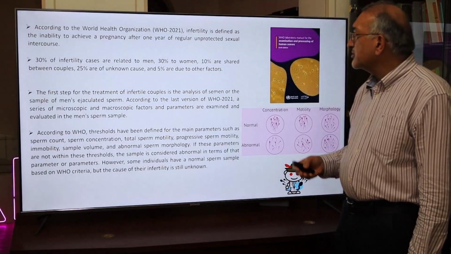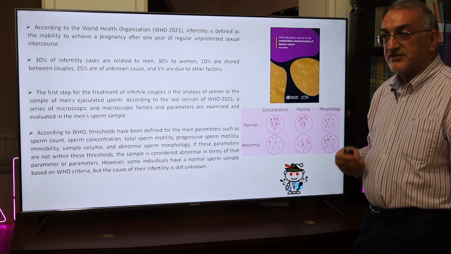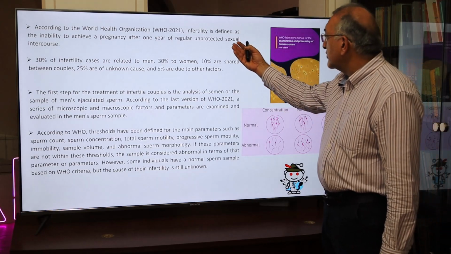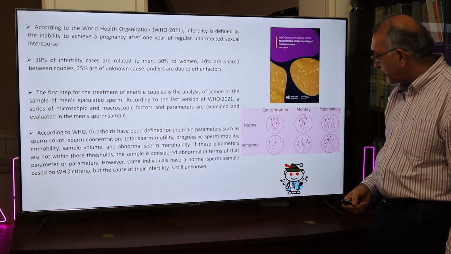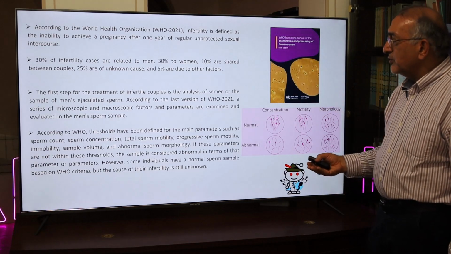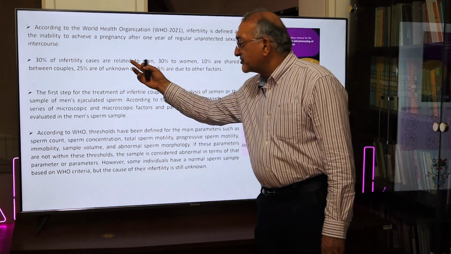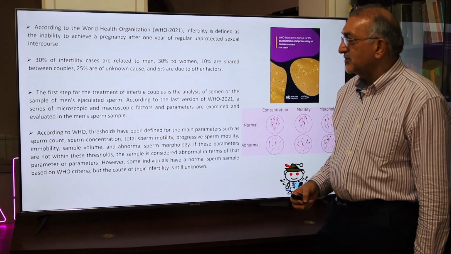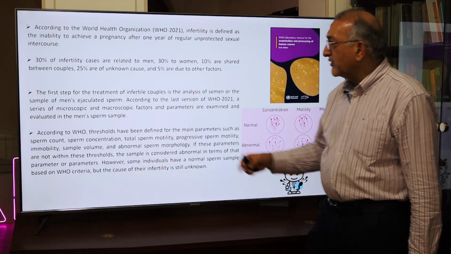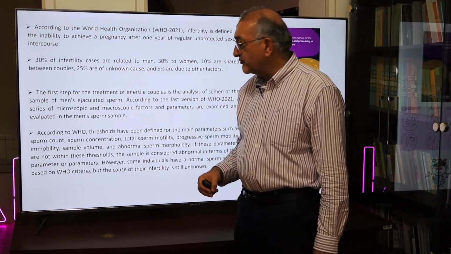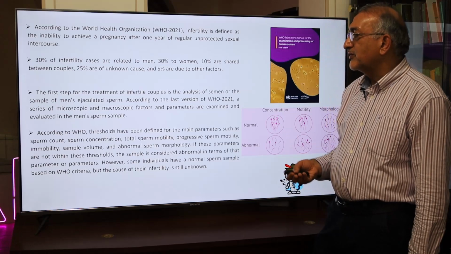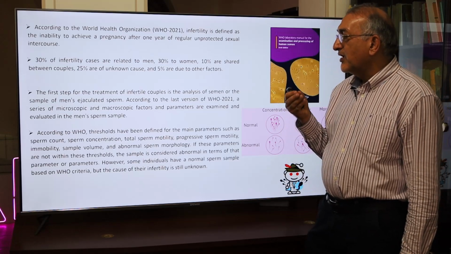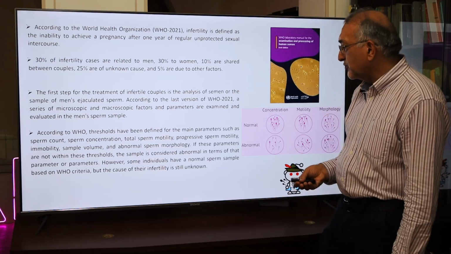For an introduction, we analyze semen according to WHO criteria and according to the WHO book. And what we know is that nearly 30% of infertility is related to the male and 25% to both male and female. So around 50% of infertility is related to the male.